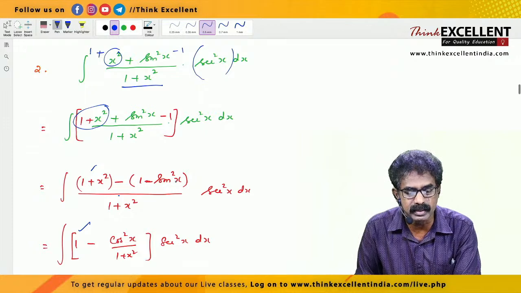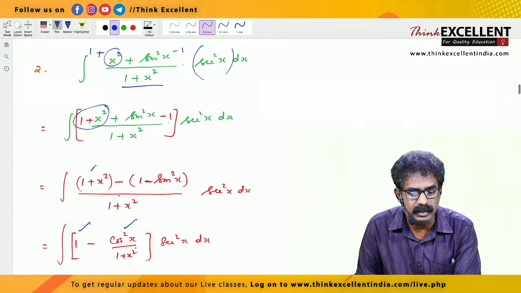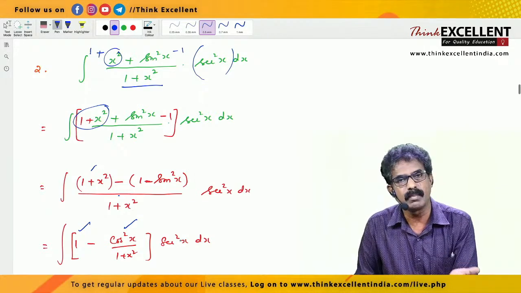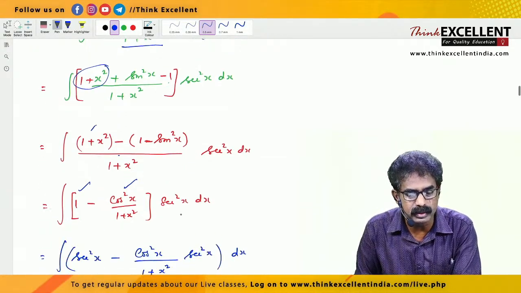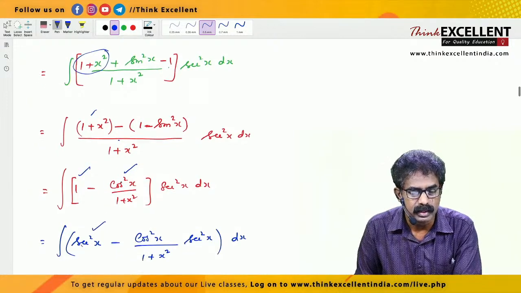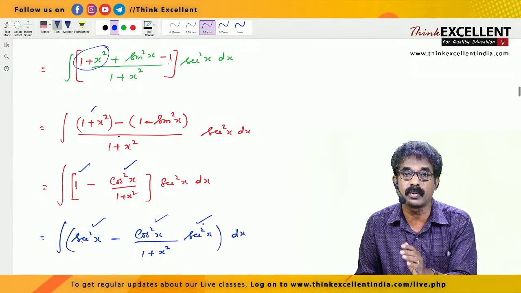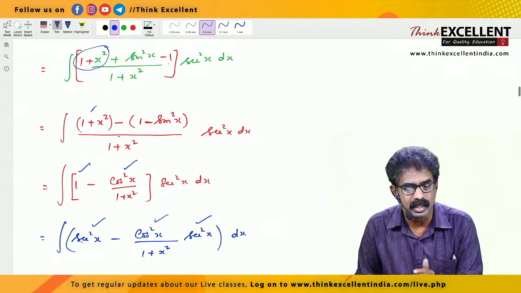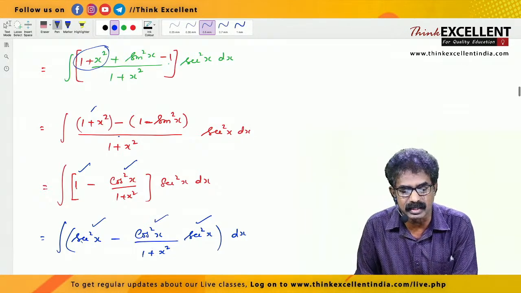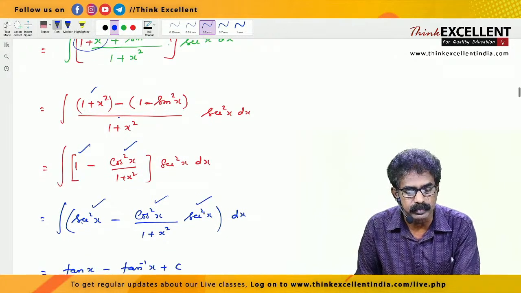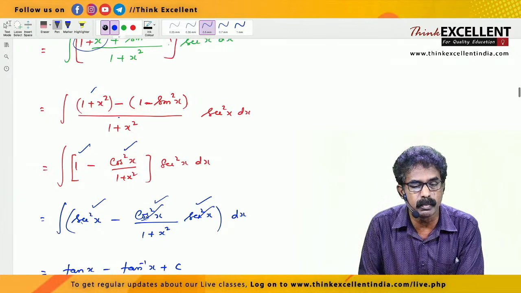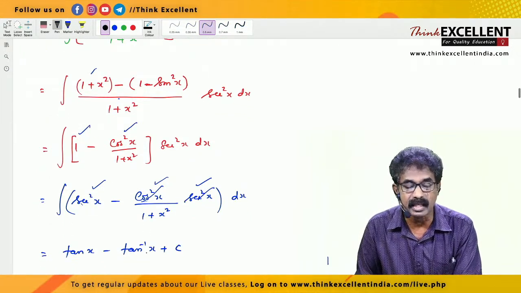Then 1 minus sine square x, that is cos square x, by 1 plus x square, into secant square x. Then multiply term by term: 1 into secant square x, second term into secant square x. Secant square x is 1 by cos square x, right? So the cos square x and 1 by cos square x cancel, and you are getting 1 by 1 plus x square. The integration of 1 by 1 plus x square is tan inverse x, okay?